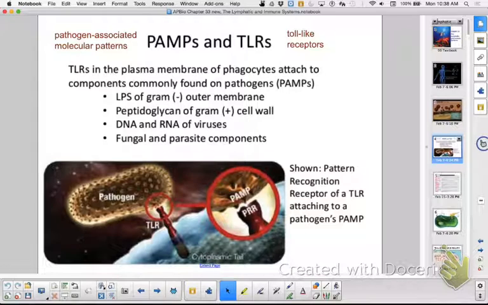So TLRs are in the plasma membrane of phagocytes. What are phagocytes? Phagocytosis, something eating, right? They attach to components commonly known on pathogens as their PAMPs. You can see things about gram-negative bacteria, peptidoglycan of gram-positive, DNA and RNA of viruses. All of these things can be PAMPs. Anything associated with that pathogen is a PAMP. So here you can see the pathogen, and here's a toll-like receptor for its PAMP.